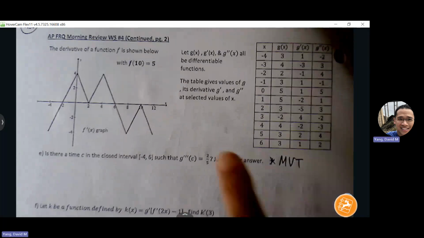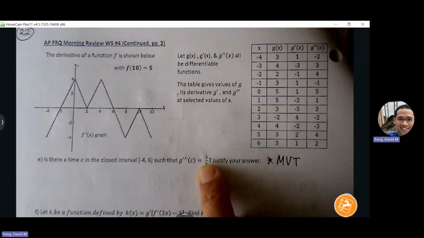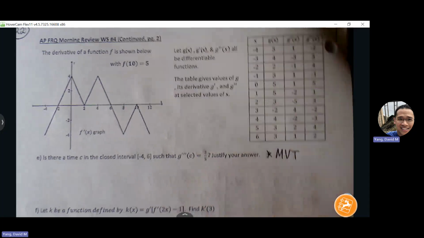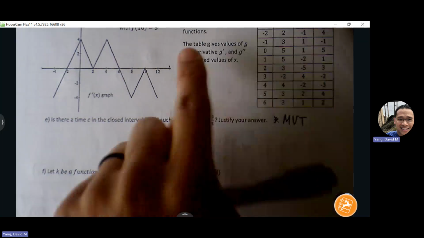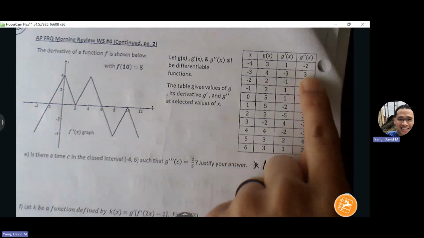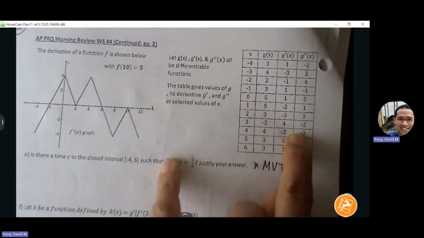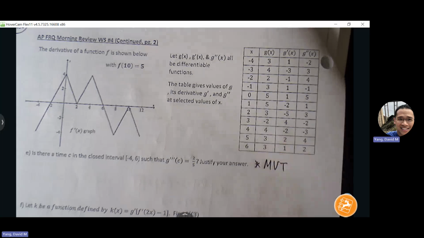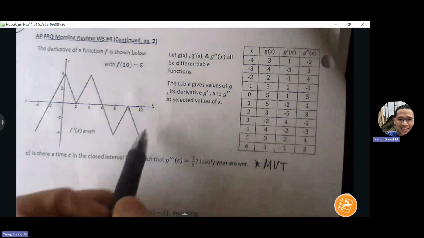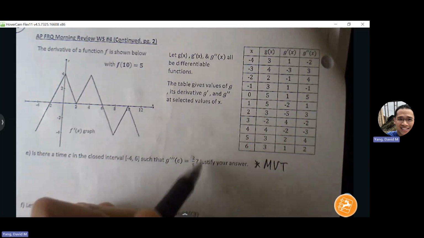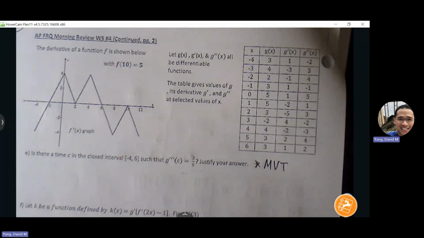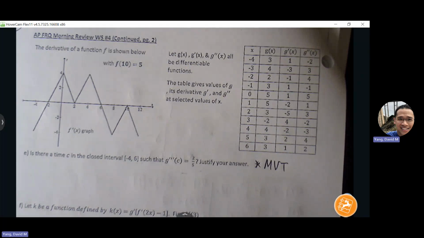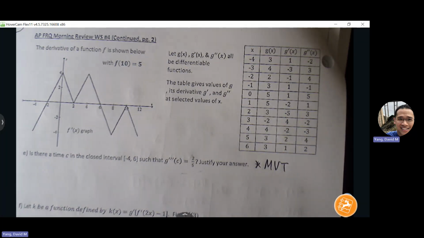Okay, because now we would prefer to use IVT, right? But the problem is that we don't have G triple prime for us to look for a value that's below 2/5 and above 2/5, right? We don't have that set of values, but we do have G double prime. And we know G triple prime is the derivative of G double prime. So if I can find that the slope of the G double prime graph is equal to 2/5, then I can guarantee that the slope of 2/5 will exist on that G double prime graph. What is it? Mean Value theorem.